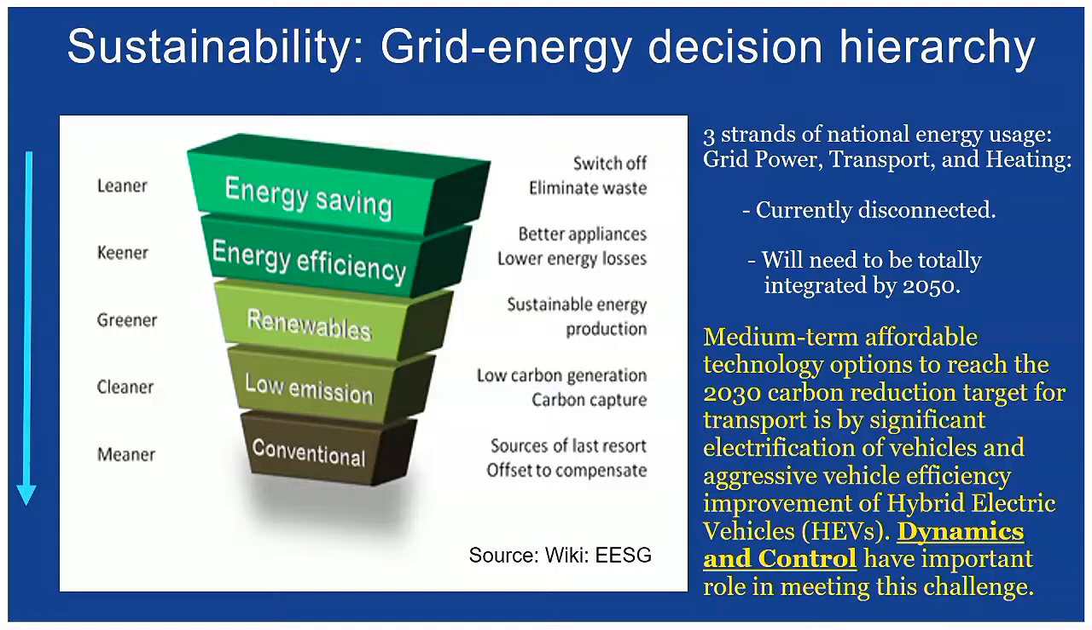Now, in the medium term, between now and 2035, 2040, the best route to decarbonising transport is by aggressive efficiency improvements, which mean a big switch to hybrid electric vehicles. Electric vehicles in their own right will increase in usage, but in the short to medium term, there will be big use of hybrids. So I'd say in the next 5 years, there's going to be a huge change to hybrid. Now, in that area, the disciplines of dynamics and control have a big role to play.